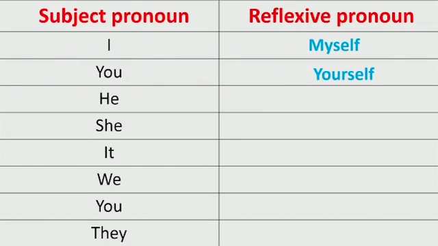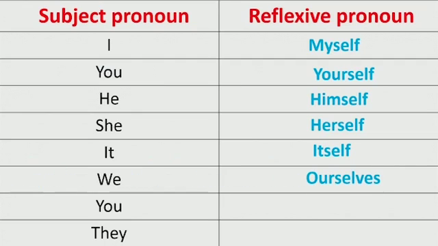He, himself. She, herself. Good. It, itself. We, ourselves. You, yourselves. Great. They, themselves. Again, the difference between the first you and the other you is that the first one is singular and the second one is plural. Nice.